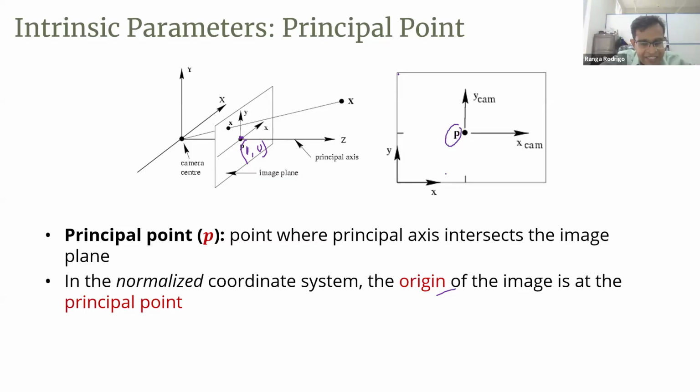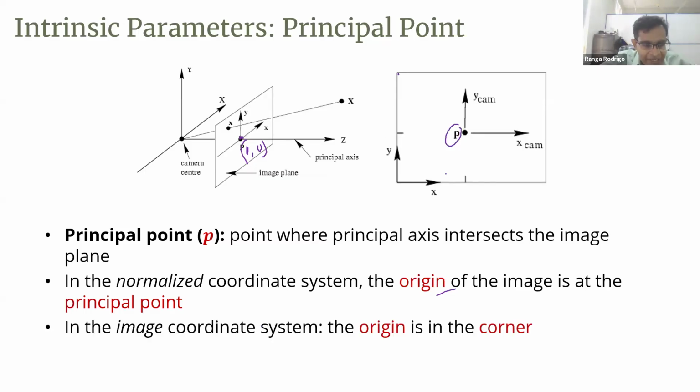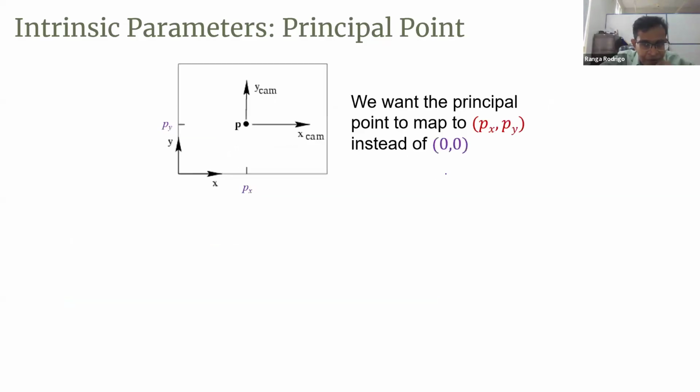In the normalized coordinate system, the origin of the image is at the principal point. In the image coordinate system, the origin is the corner. So how do you incorporate that? We want the principal point to map to Px, Py instead of 0, 0. So therefore, we have to add Px and Py to this equation.